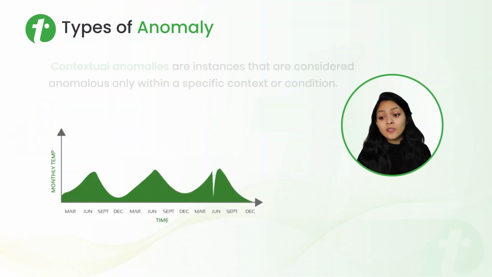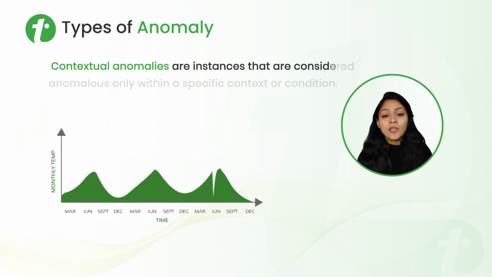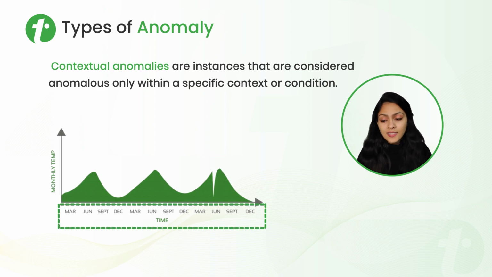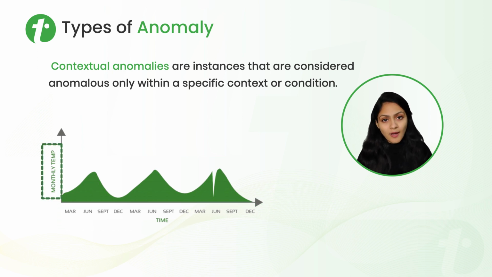The next type of anomaly is contextual anomalies. Contextual anomalies are the instances that are considered anomalous only within a specific context or condition. Let's understand this with an example. Let's say we have months or time on the x-axis and monthly temperature on the y-axis. This much low temperature will be considered normal in the month of January or December, as we have winter season in those months. But this much low temperature must be an anomaly in the month of May, June or July, as we have summer season in those months.